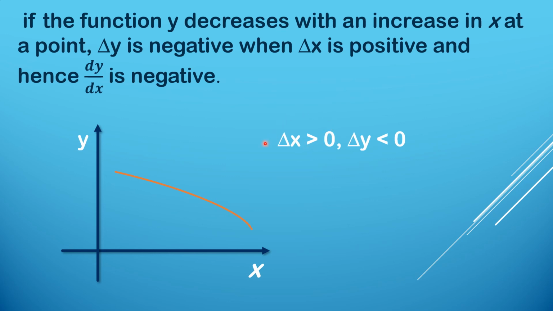So in simple equations, delta x greater than 0 and delta y less than 0, then dy by dx is less than 0. So in short, if delta y is greater than 0, then dy by dx is greater than 0, and if delta y is less than 0, then dy by dx is less than 0. Okay, so this is something simple and important about rate measurement in differential calculus. Further about differential calculus we learn in the next lecture.